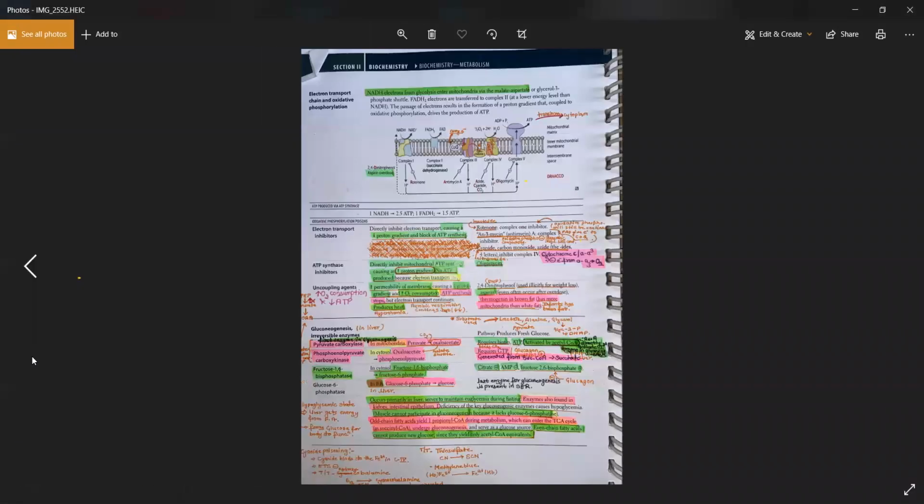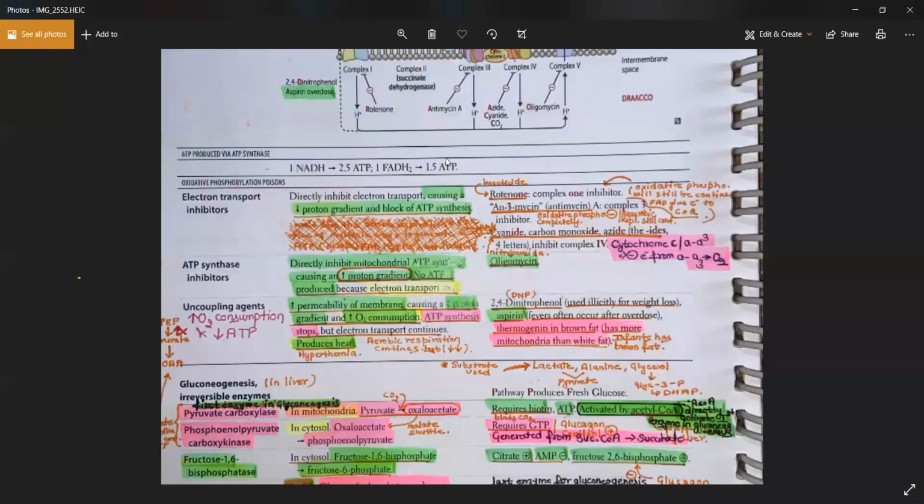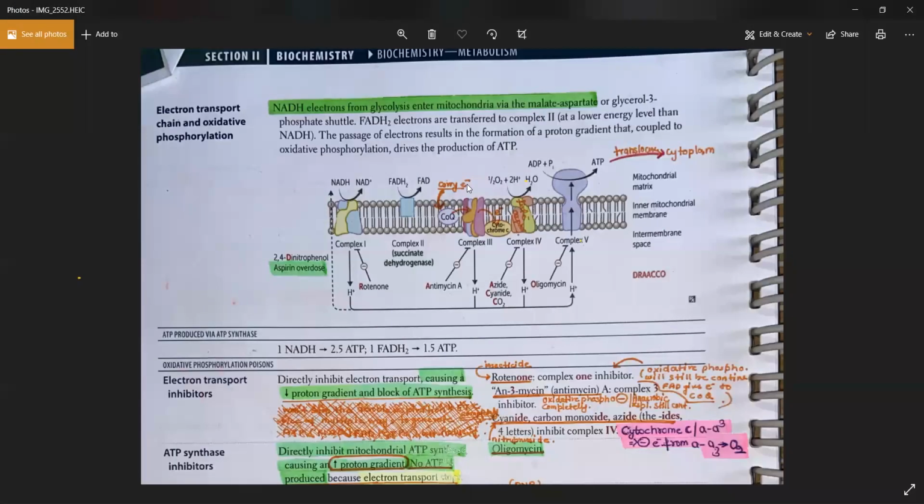Okay, then you should remember about this electron transport system. They have these 5 complexes, which are named complex 1, complex 2, complex 3, complex 4, and complex 5. And you should know that all of the NADH or FADH donate the electrons actually. And all of these complexes are located in the inner mitochondrial membrane.